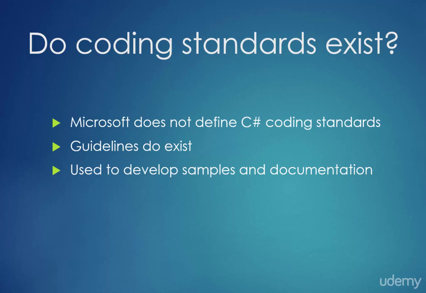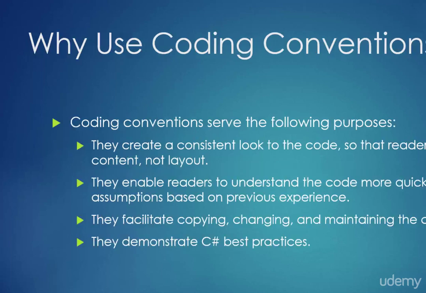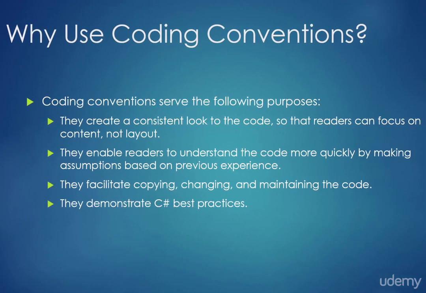However, guidelines do exist. And Microsoft uses these guidelines to develop samples and documentation that you will find on the MSDN website when you're looking up various ways to use C-sharp code. So while the C-sharp language specification does not actually define a coding standard, the guidelines are helpful in writing clean code that's easy to read and easy to use. So why should we use these coding conventions or guidelines if they're not actually required?